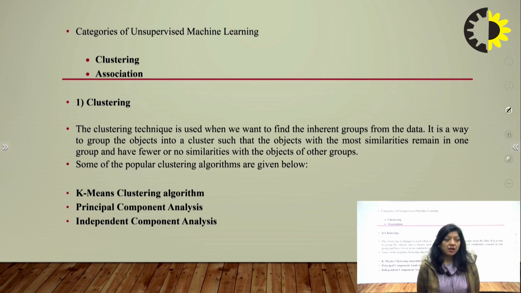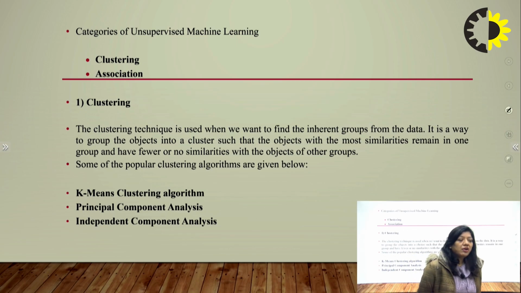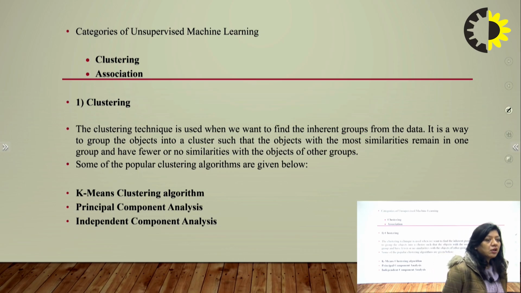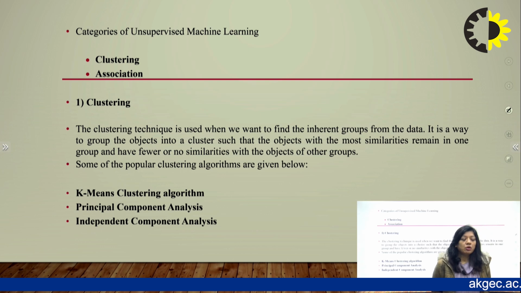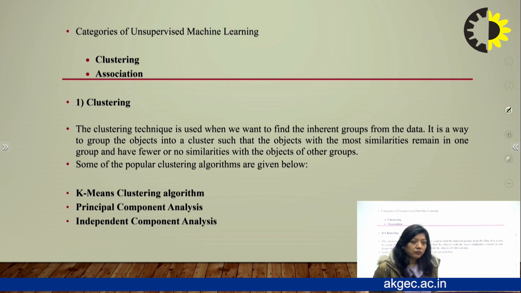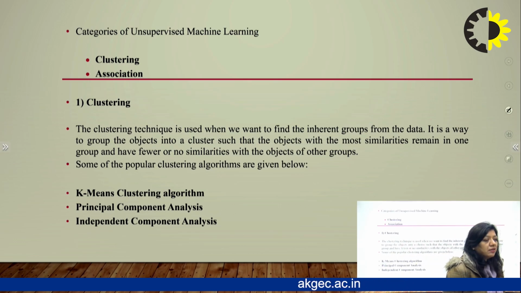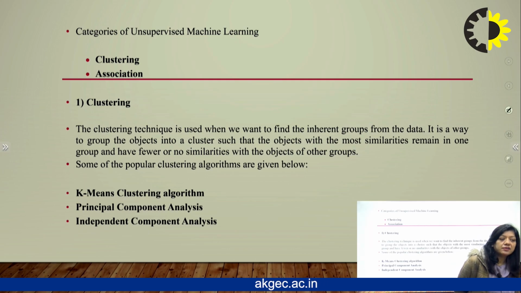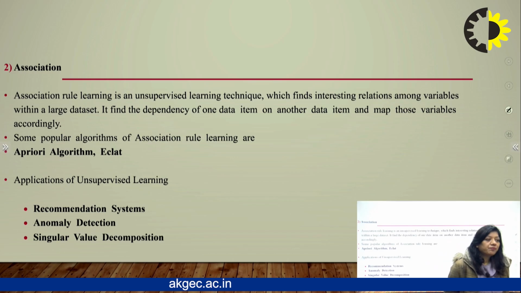Now the clustering technique is used when we want to find the inherent groups from the data. It is a way to group the objects into clusters such that the objects with the most similarity remain in one group and have fewer or no similarities with the objects of other groups. Some of the popular clustering algorithms are k-means clustering, principal component analysis, and independent component analysis.